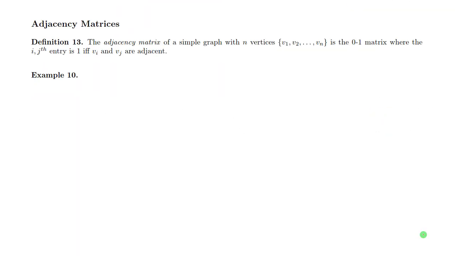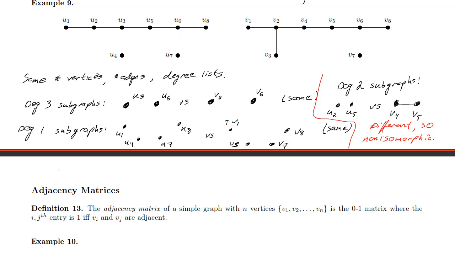Next, we're going to look at adjacency matrices. The adjacency matrix of a simple graph with n vertices is a 0, 1 matrix where the ijth entry is 1 if and only if the vertices v sub i and v sub j are adjacent. To look at an example, let's pull one of the ones from up here. Look at the first one that we had over there. Let's get that copied in here.